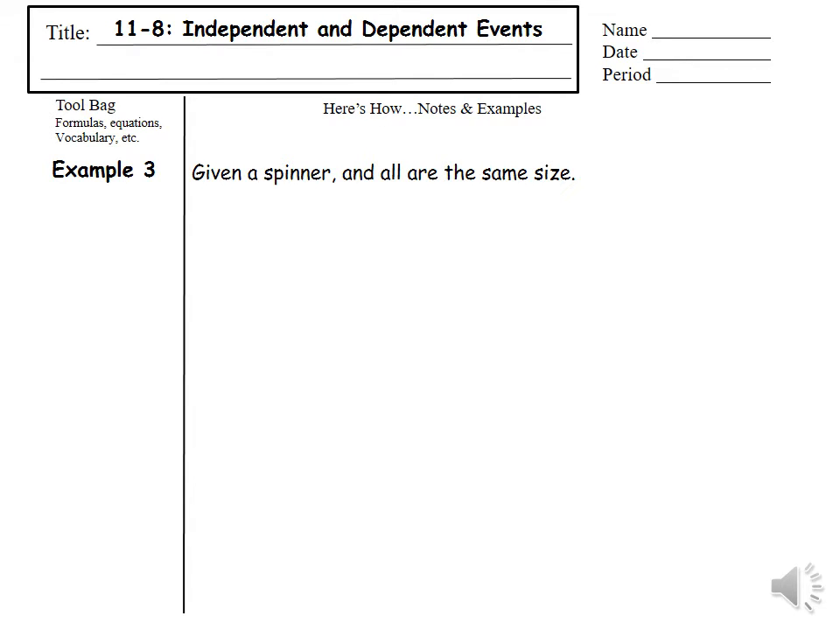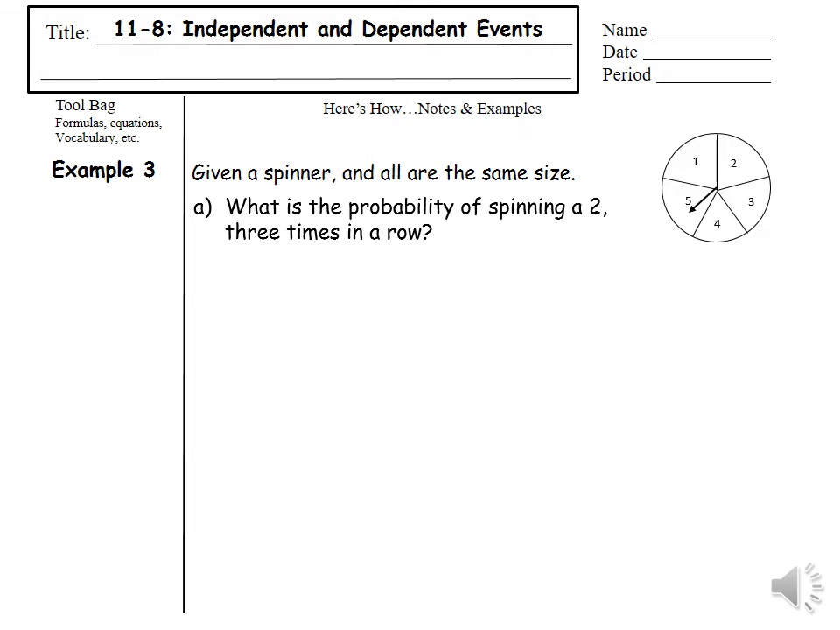Okay, we know the spinner is an independent event. It doesn't matter how many times you spin. Each time you spin, you have the same probability. So we still have the same spinner with 1, 2, 3, 4, 5. So the question has changed now. What is the probability of spinning a 2 three times in a row?